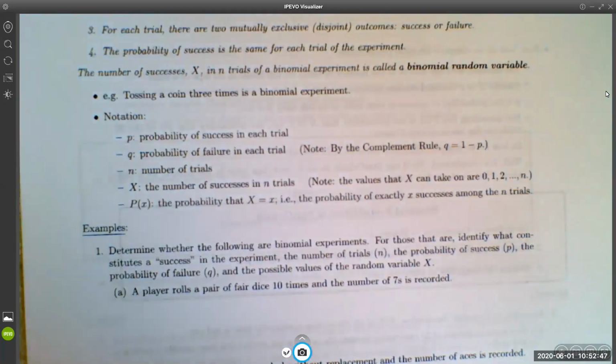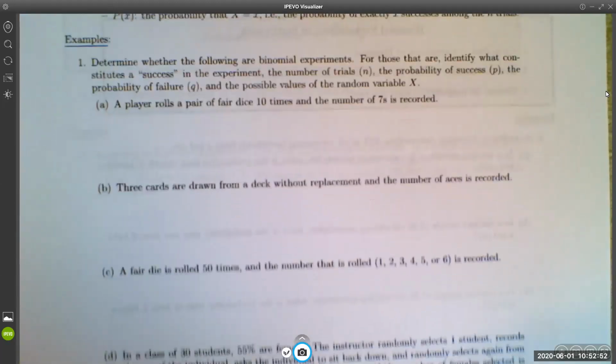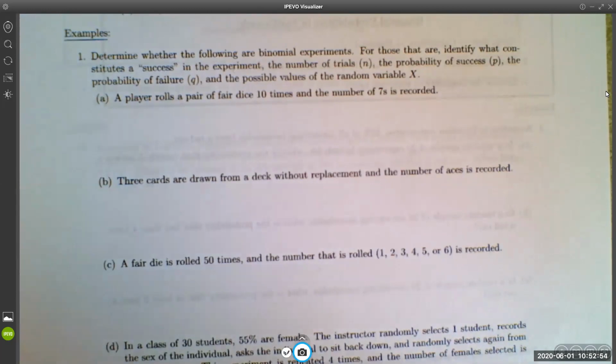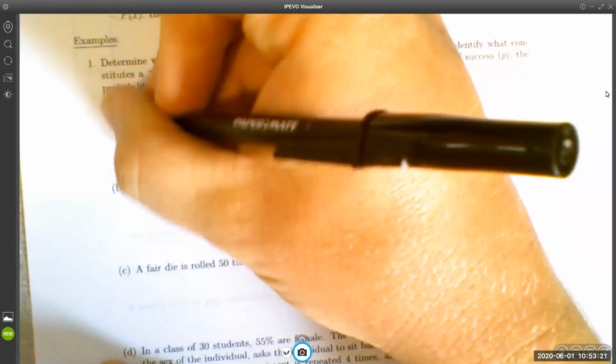So what I want to do is take you through several examples. We'll determine if the example we're looking at is binomial, and if it is, then we'll identify what constitutes success, the number of trials, the probability of success, the probability of failure, and the possible values for x. Okay. So part A says a player rolls a pair of fair dice 10 times and the number of 7s is recorded. Okay, this one is binomial for sure.